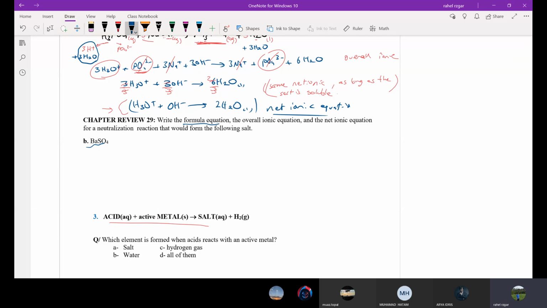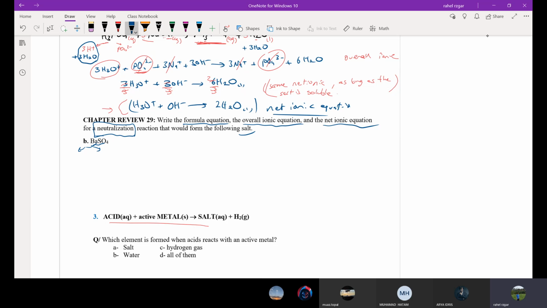For example, it says write the formula equation, overall ion equation and net ion equation, not a problem. For neutralization, it says neutralization is between acid and base that would form the following salt. So this salt is actually produced from what? The cation of a base and the anion of an acid. Cation of a base, anion of an acid.